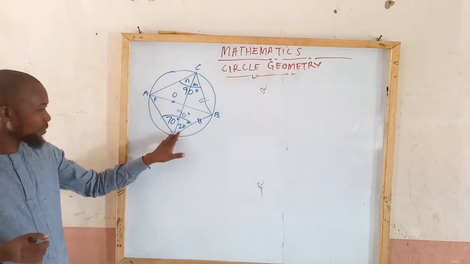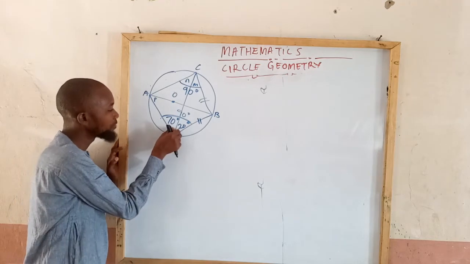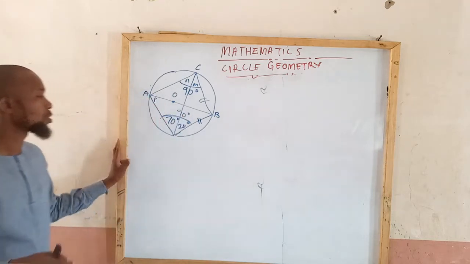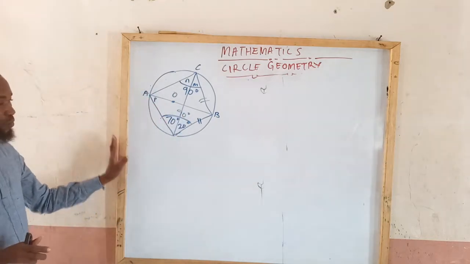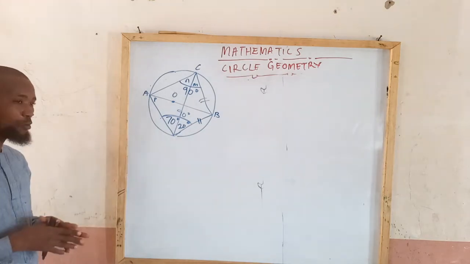This is the result of removing this 20 from 90. That is, the combination of these two values is equal to 90 degrees. So this is all the angle in a semicircle can enable us to achieve.